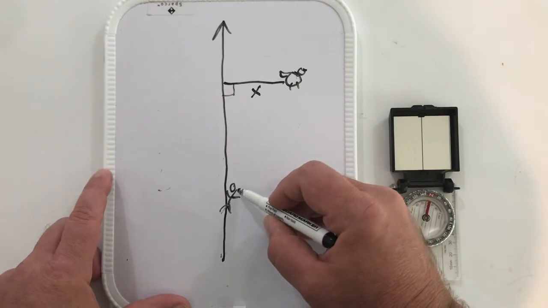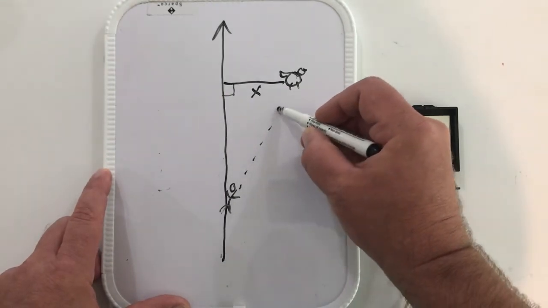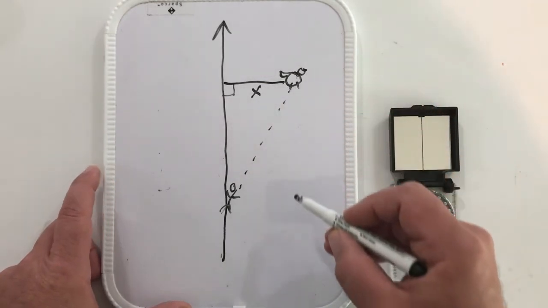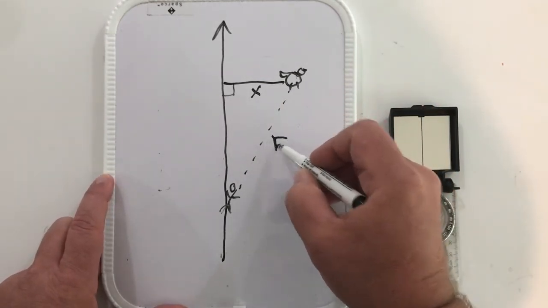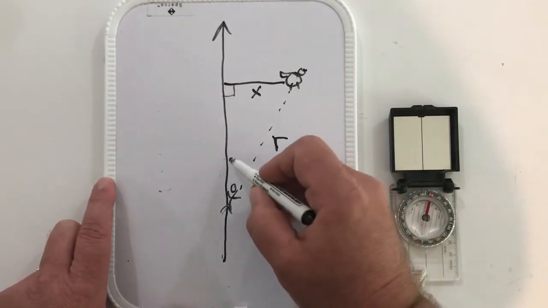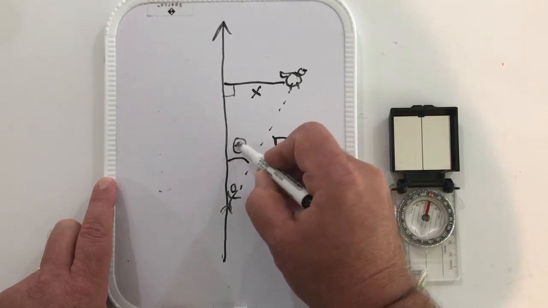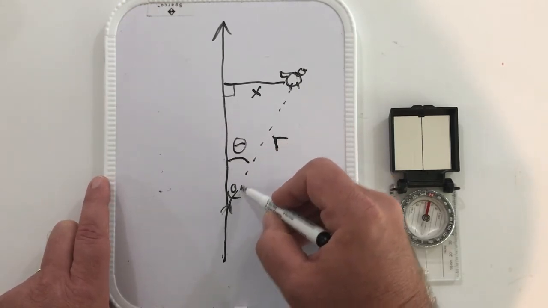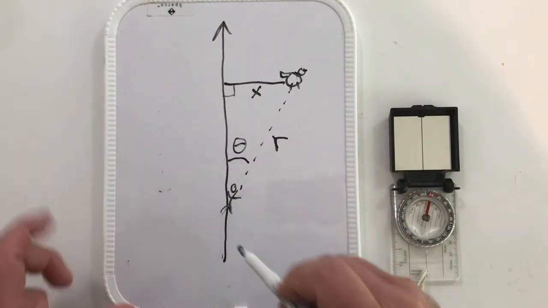The other way that we could do it is to actually take the distance from where we stand, we'll call that R, okay? And if we're going to use this method, we also need to take the angle, theta, between the line of sight to our bird and our transect line.